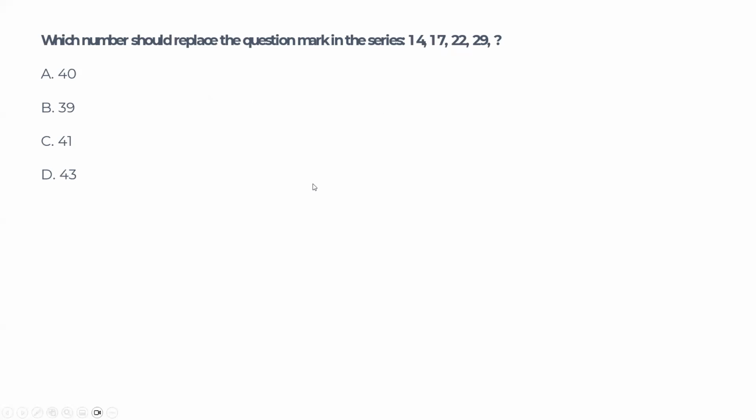So this is a question related to series. In the series, we have to find the upcoming missing number. The options are given. So the pattern is 14 plus 3 is equal to 17, 17 plus 5 is equal to 22, 22 plus 7 is equal to 29. So here the next number will be 29 plus 11. So these are the consecutive prime numbers. Okay.